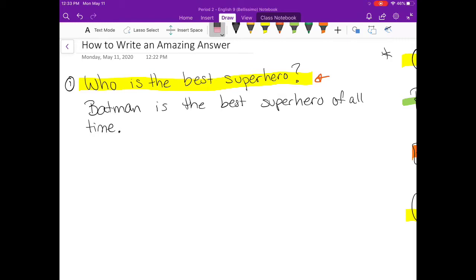Now you'll notice I didn't put in I think or I believe, because this is an opinion right here, that Batman is the best superhero. That's what I believe. I'll know that that's an opinion, especially as a teacher reading this, that it's going to be what you think. And depending on the grade, your teacher may or may not allow you to say, I think that Batman is the best superhero of all time, depending on the formality of what you're writing. But that is mine right there. So I'm answering the question. Batman is the best superhero of all time.